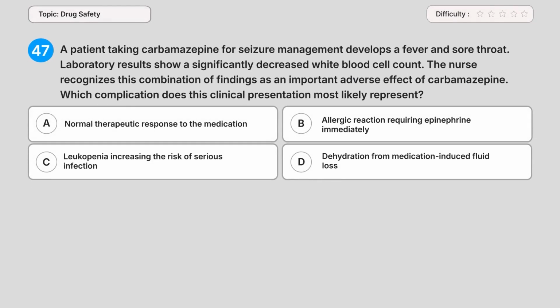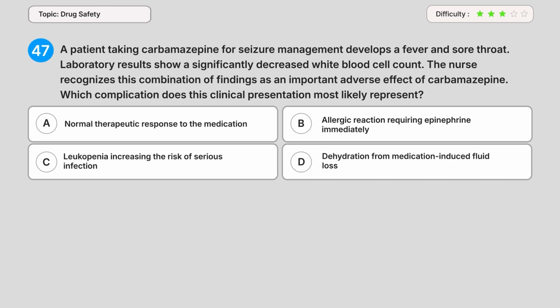47. A patient taking carbamazepine for seizure management develops a fever and sore throat. Laboratory results show a significantly decreased white blood cell count. The nurse recognizes this combination of findings as an important adverse effect of carbamazepine. Which complication does this clinical presentation most likely represent?